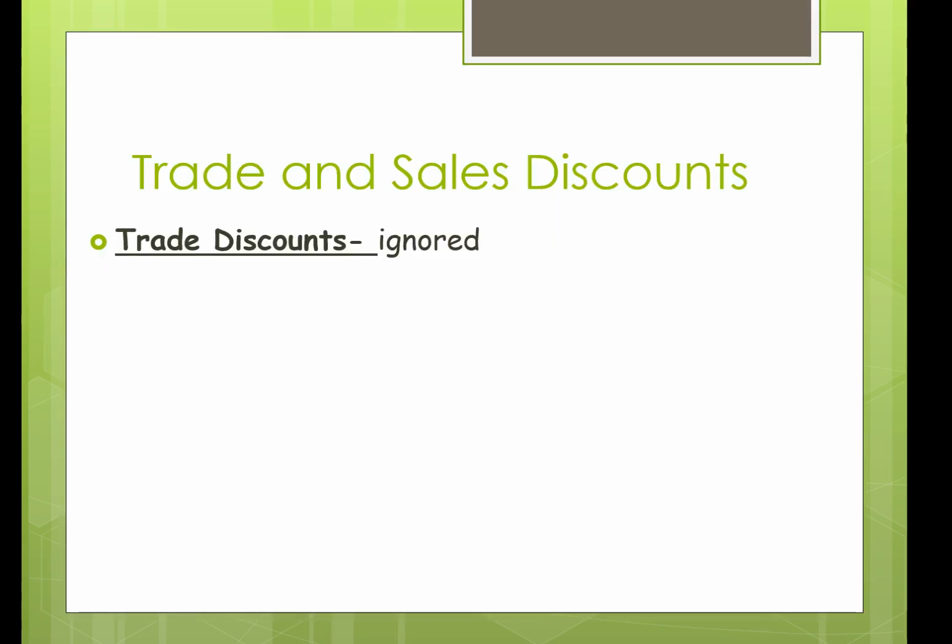Now, the other thing we can have are trade and sales discounts. Trade discounts we ignore. An example would be in the catalog, it says something costs $100, but if you buy 10 of them, you can get them for $90. If you bought 10 of them, all you would book would be 10 times $90.